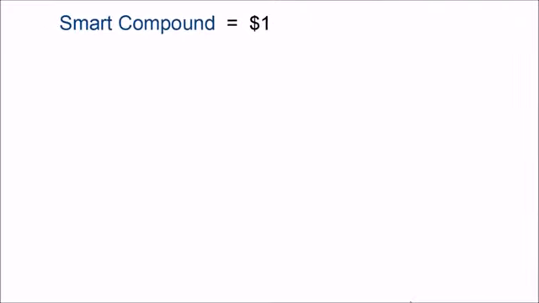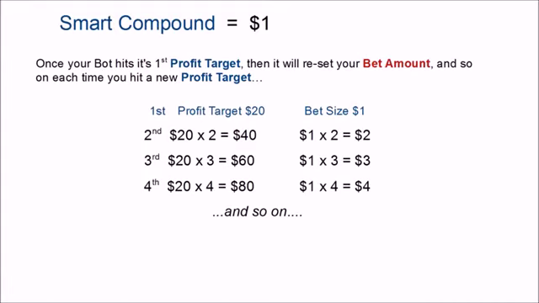So let's talk about the smart compound in a little bit of detail. Let's assume that your first bet is going to be $1. So once your bot hits its first profit target, then it will not only reset your profit target, it will also reset the bet amount, and it will redo this each time you hit a new profit target. So as we've already seen with the profit targets, each time you hit a new profit target, it will then multiply your original profit target by a factor of 2, factor of 3, factor of 4, 5, 6 and so on. And it will do exactly the same with your bet size.